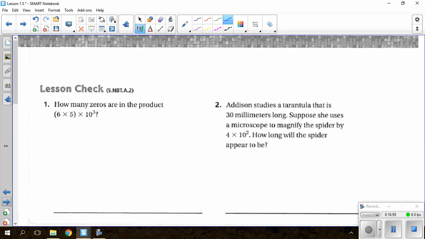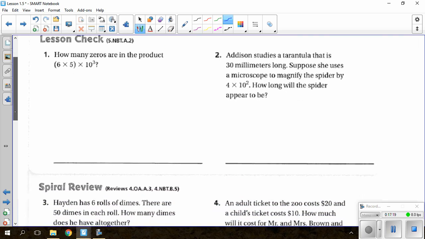On the back of this page, for all of page 34, you will be expected to do every single question. And for number 1, it's asking how many zeros are in the product 6 times 5 times 10 to the 3rd power. Please make sure you actually multiply this out, because you may notice that there are a different number of zeros than what the exponent tells you. So you are going to, in Schoology, enter the number of zeros.